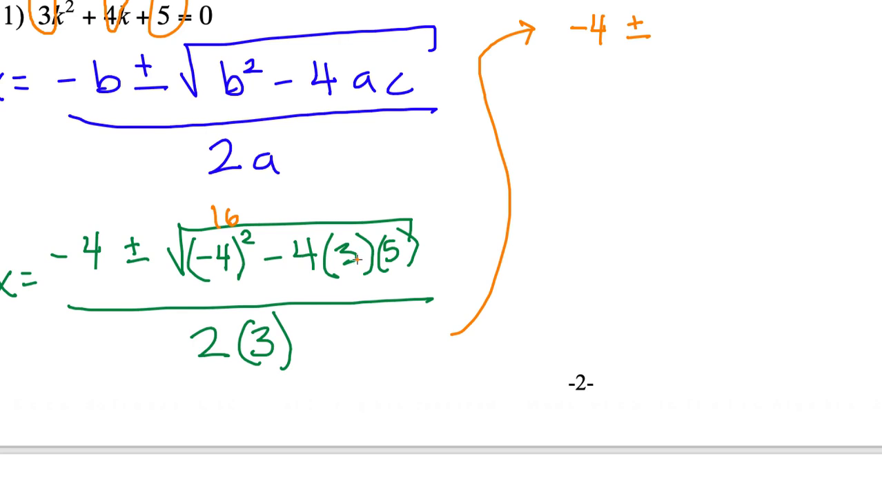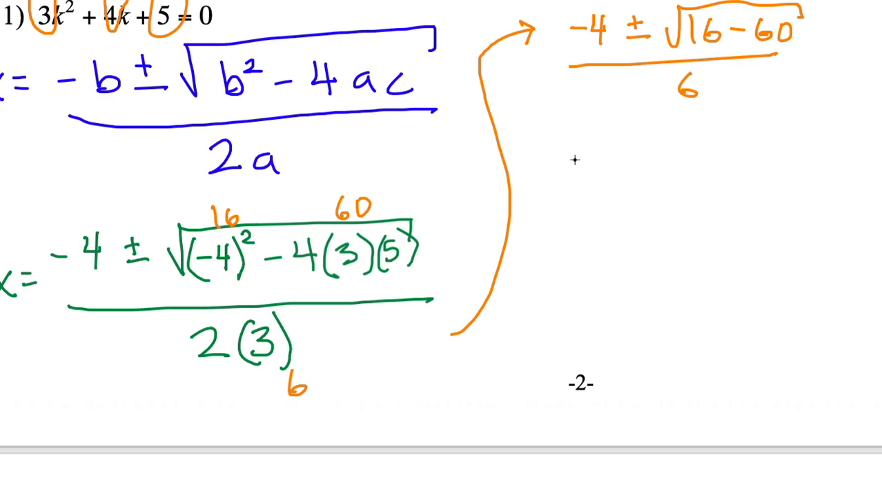4 times 3 is... let's do 5 first. Which is, oh yeah, 5 times 4. This is probably easier. 5 times 4 is 20. And then 20 times 3 is 60. So this whole thing is going to be saying minus 60. And that bottom is going to be 6. So let's go ahead and rewrite it up here. It's going to be 16 minus 60, and that's being square rooted, all divided by 6.